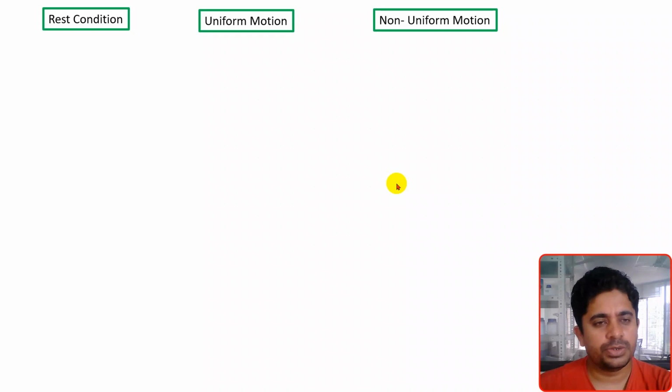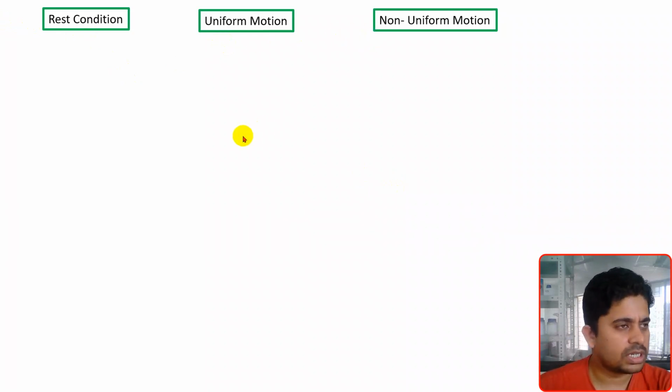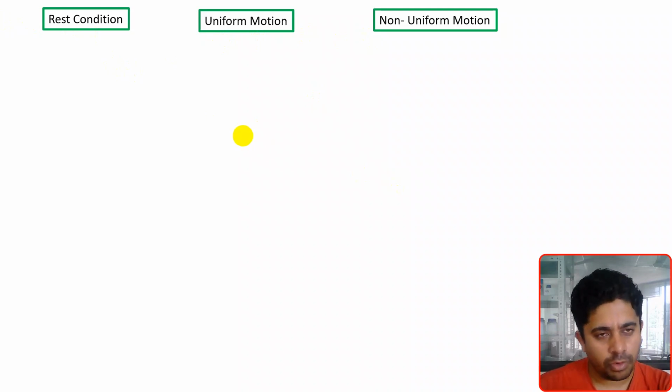Hello everyone. In this video, we will discuss the distance time graph and velocity time graph for three different cases: when the object is at rest, when the object is in uniform motion, and when the object is in non-uniform motion. We will compare the distance time graph and velocity time graph together for all three cases.